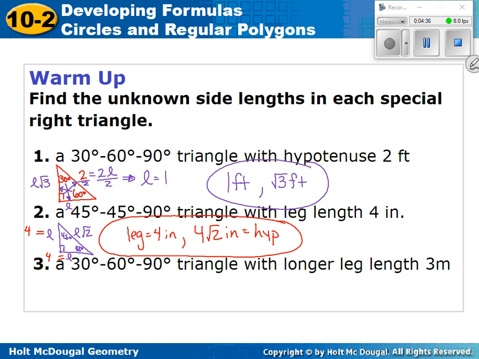Okay. All right, 30, 60, 90 again. You guys go ahead and try that one on your own and we'll check it. Notice it says the longer leg has a length of 3. What's the longer leg? Okay, the side across from the 60. You have a leg, you have a longer leg, and then you have a hypotenuse in the 30, 60, 90.